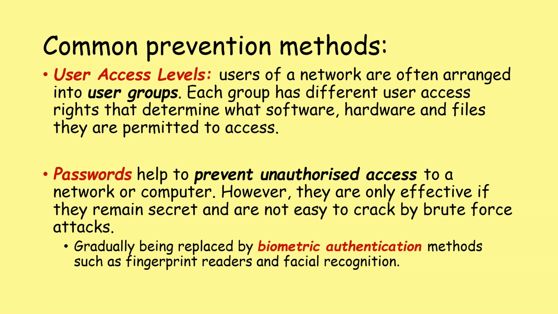User access levels. Users of a network are often arranged into user groups. Each group has different user access rights that determine what software, hardware, and files they are permitted to access. Passwords. These help to prevent unauthorized access to a network or a computer system. However, they are only effective if they remain secret and they are not easy to crack by brute force attacks. Gradually, these are being enhanced or replaced by using biometric authentication, things like fingerprint readers, facial recognition, etc.